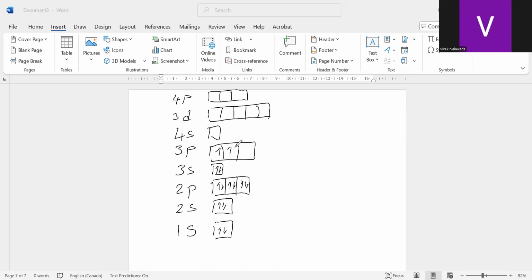Check the way I'm filling it. Did you do the same? Yeah, with the arrows. Do share the image with me. Okay, I'll take a picture right now. Yeah. Okay. 1, 2, 3, 4, 5, 6, 7.